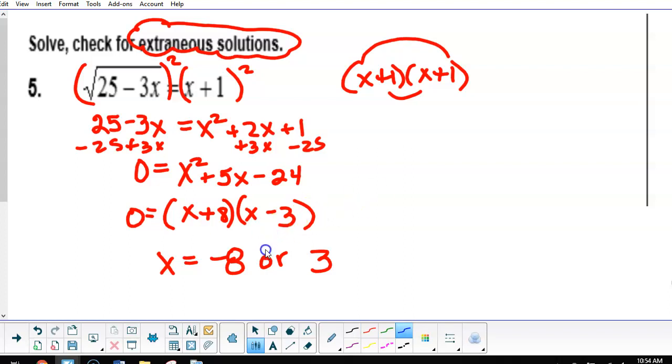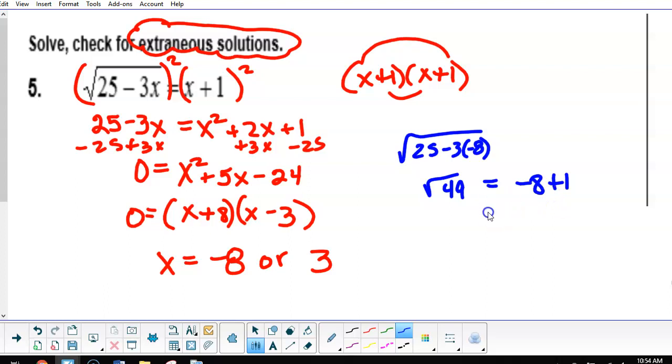3 doesn't work? I don't think negative 8's going to work because negative 8 plus 1 would be negative 7, and you can't square root something and get out a negative, right? So negative 8 would be, this would become square root of 49, but over here you'd have negative 8 plus 1, which is negative 7, and a square root cannot be a negative, right? Unless there was a plus or minus somewhere or an x. So this does not work.